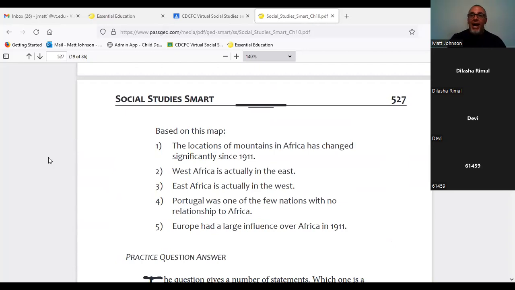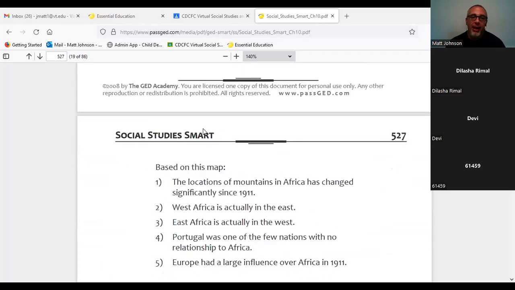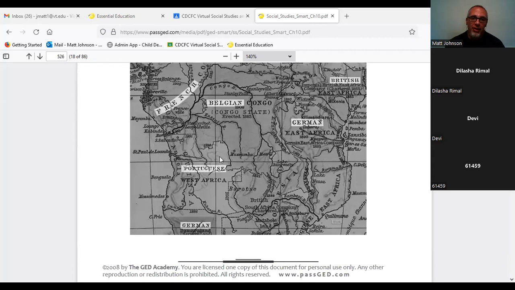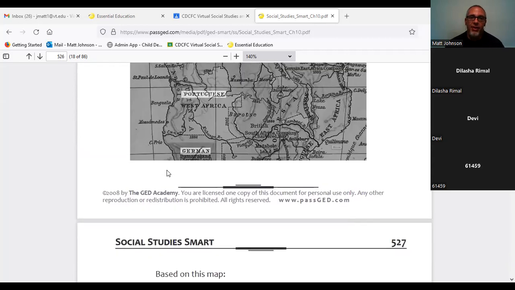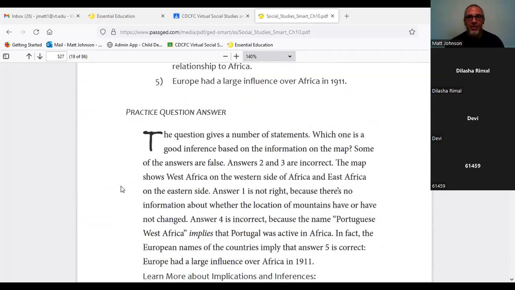Obviously, we can't see that the location of mountains have changed in Africa, and that wouldn't make sense anyway. West Africa is West Africa, right? It's over on this side. East Africa is over on this side, so that's all correct. And Portugal, right? The Portuguese did have parts of West Africa under their control, which I've talked about. Portugal was one of the first colonial powers, the first ones to really head out from the West and start setting up colonies and tapping resources and trading. So, right, that's kind of the type of question.